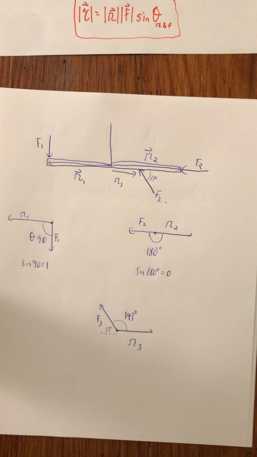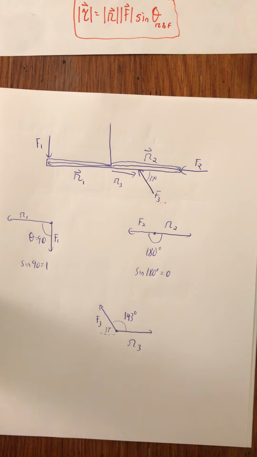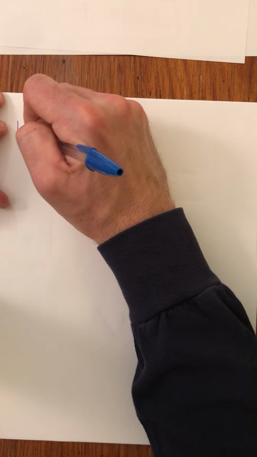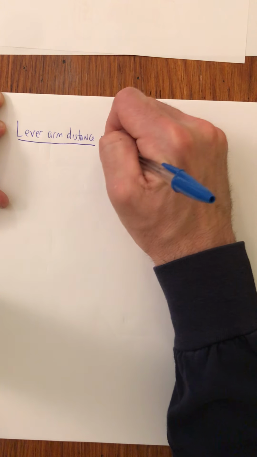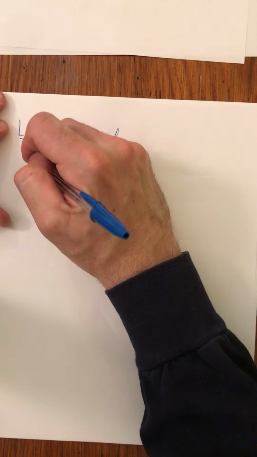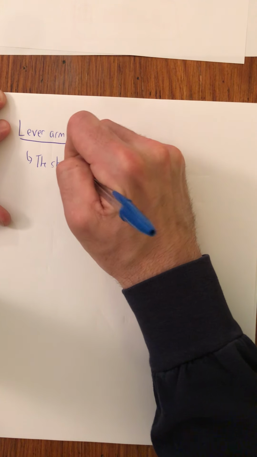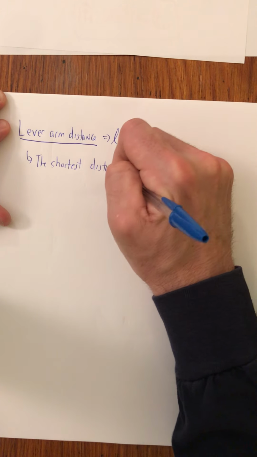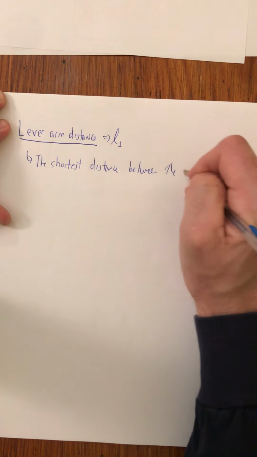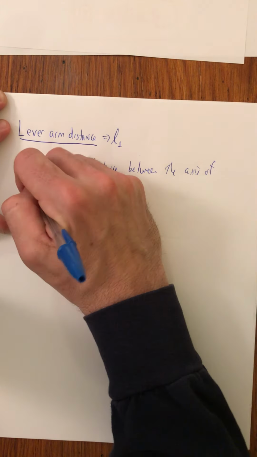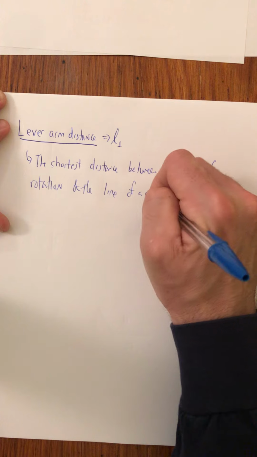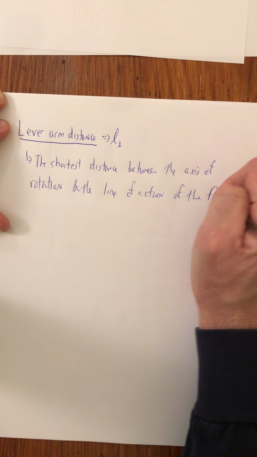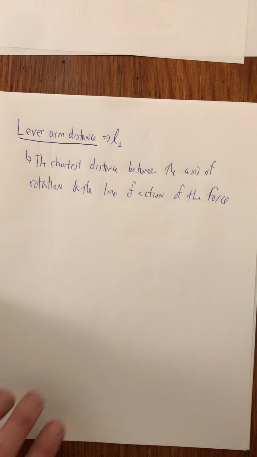Now that geometry gets awkward real quickly, so I'm going to show you a much simpler way of doing all of these. And that is going to be using something that we're going to call the lever arm distance. So the lever arm distance, we'll call it L perpendicular. I'm going to define it first, is going to be the shortest distance between the axis of rotation and the line of action of the force. So, what does that mean?